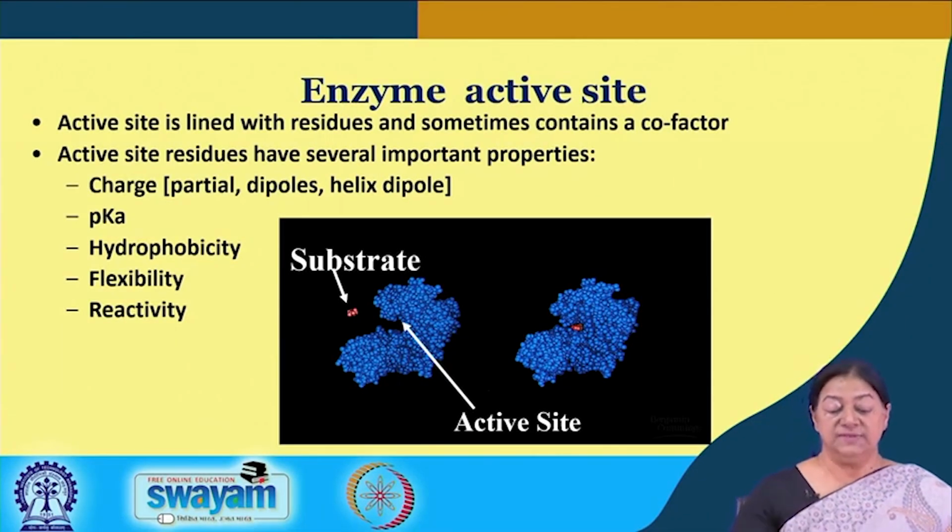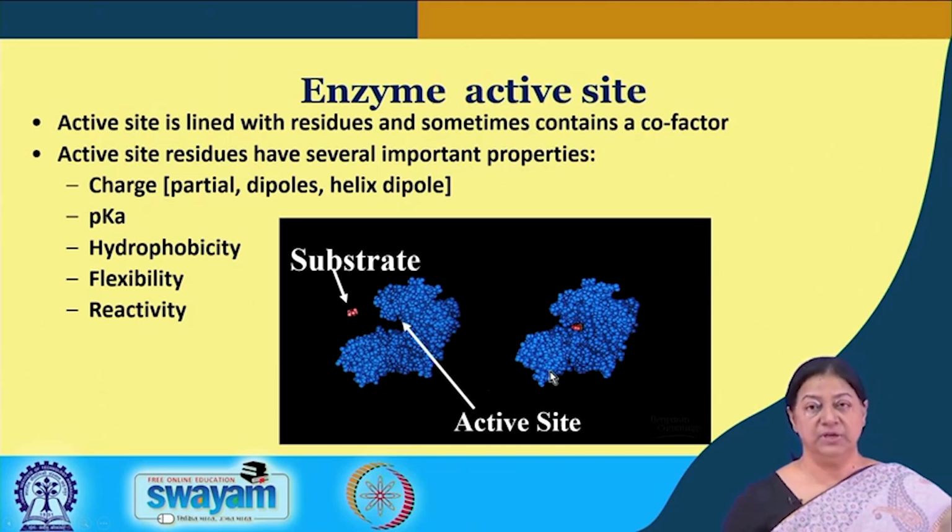So, if we look at the active site of the enzyme, as we looked at in the last class, this active site is lined with particular amino acid residues and it may contain a cofactor. The active site has a specific charge, a hydrophobicity, some flexibility and some reactivity, because it has to undergo a biochemical reaction. So, the substrate will sit in the active site and form what we learnt in the last class is an enzyme substrate complex.